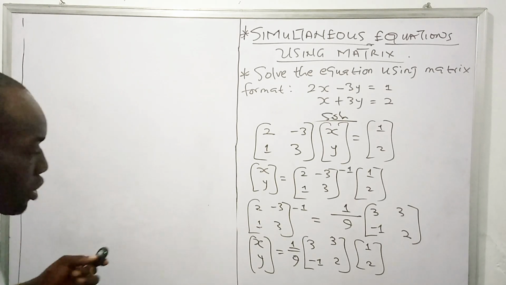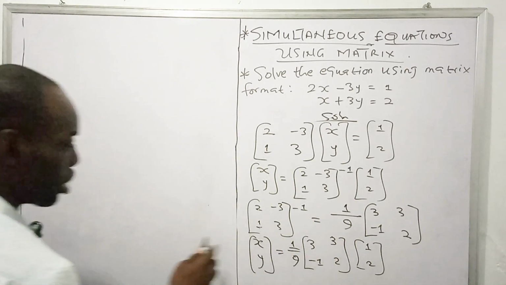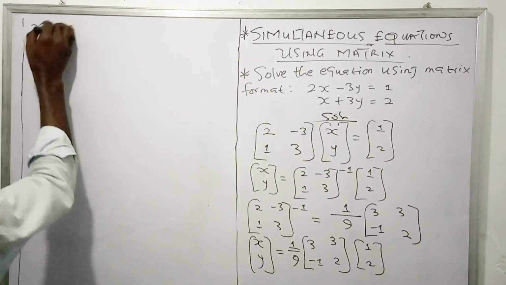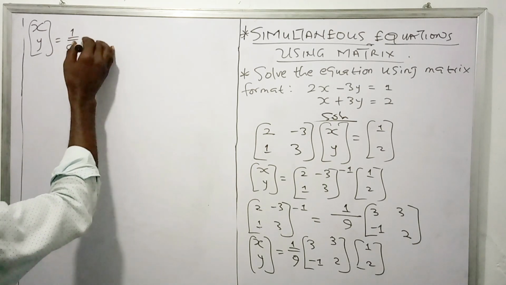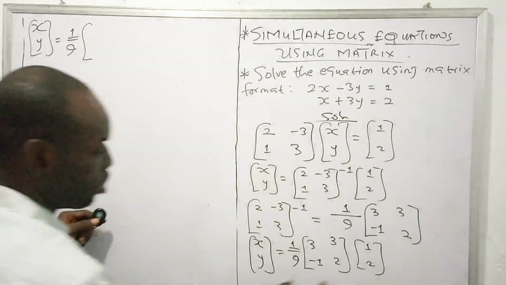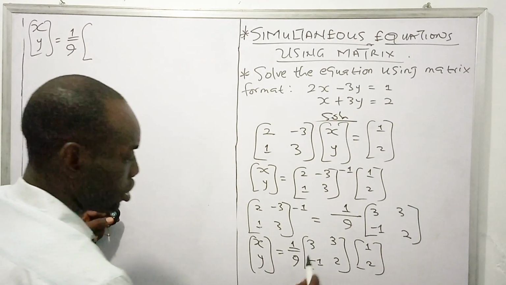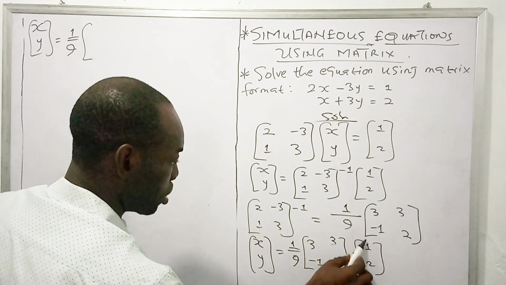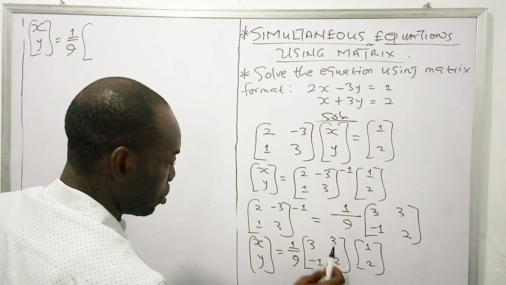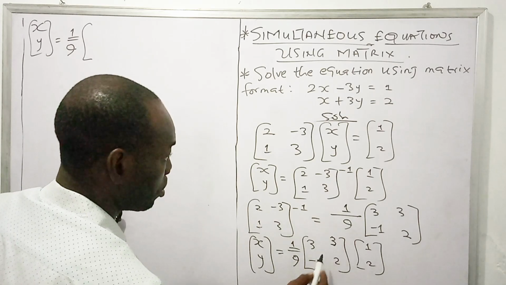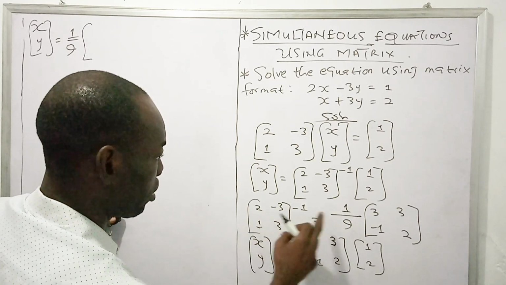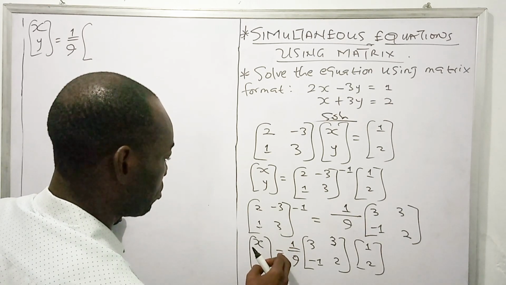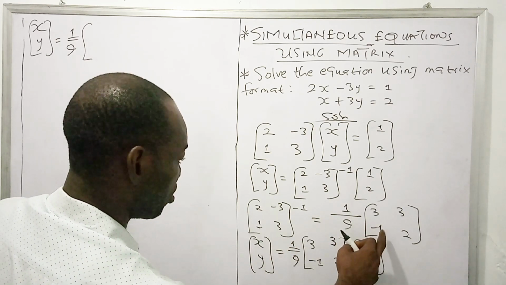So let's proceed. Now, in looking for the product of this, we have our x and y again, and 1 over 9 here. Now, how do we resolve multiplication in matrix? These entries here, we multiply with this. So we're going to have what here now? We are in order.